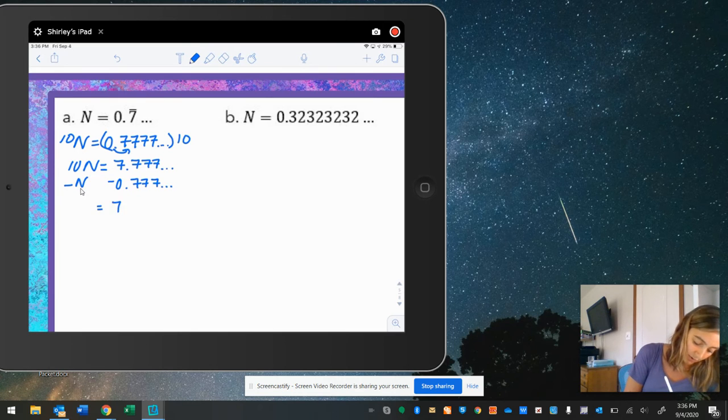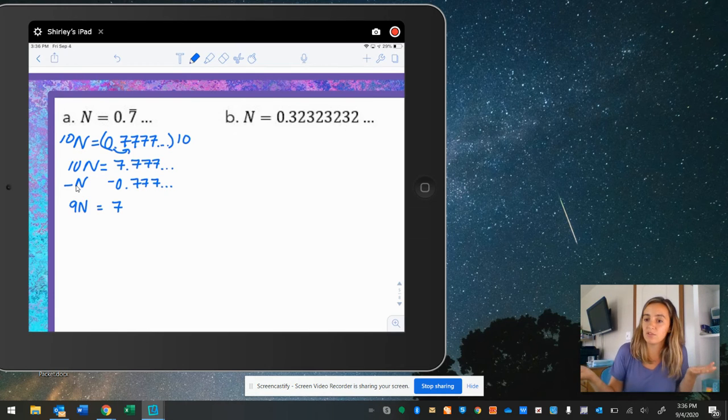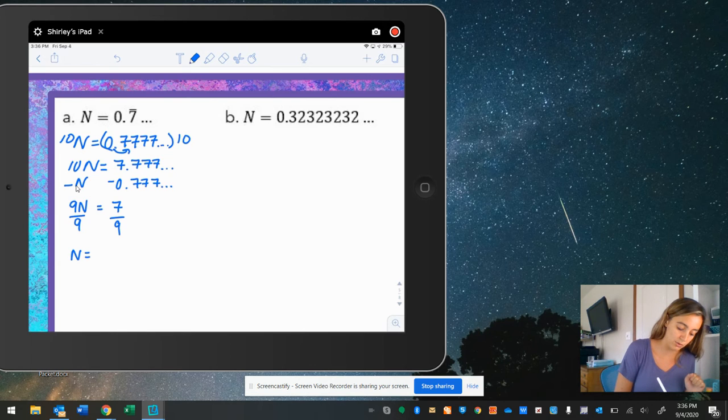So I have my 7 over here. And if I have 10 n's and I take one of them away, we're left with 9n. Now, if I need the fraction, how do I solve something like that? How do I get n by itself? 9 times n is equal to 7. Get rid of your 9 by dividing. We get n is equal to 7/9.